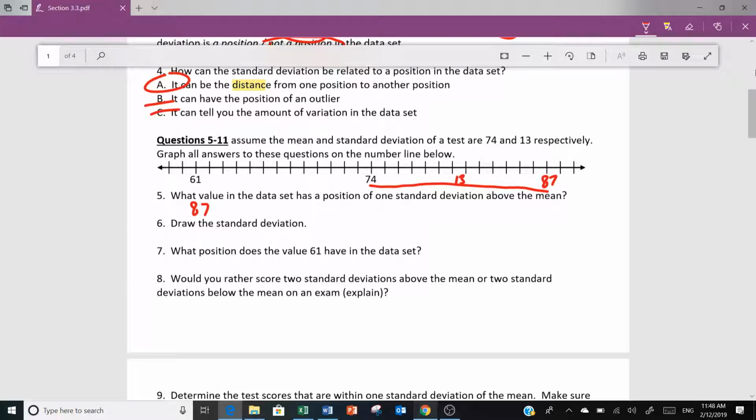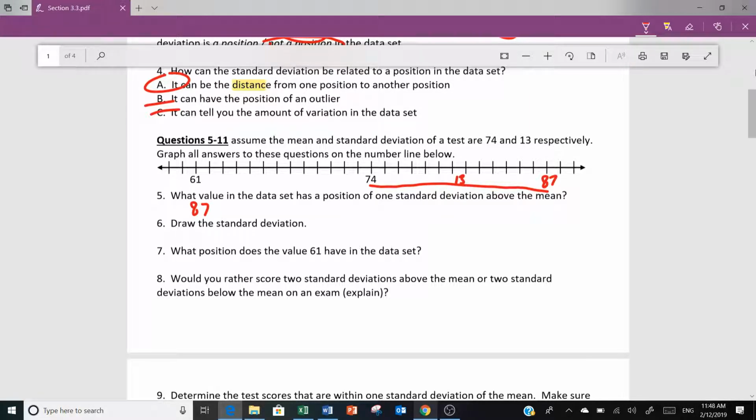Okay, this is what it looks like. It's just a line going from 74 to 87 with a distance of 13. That's all I was asking for in the problem. Any questions so far? I haven't really given us an opportunity to ask questions.